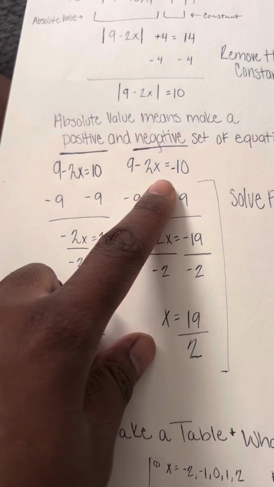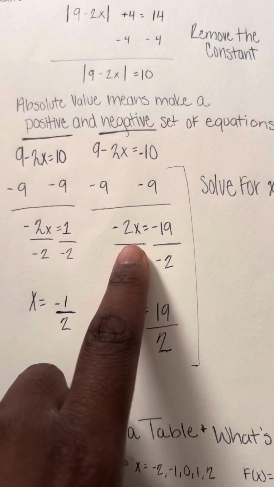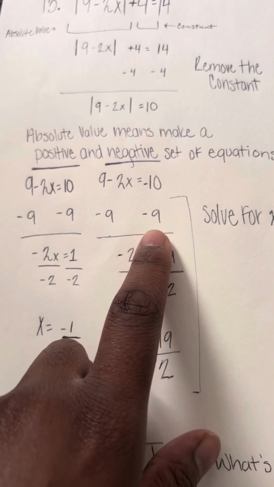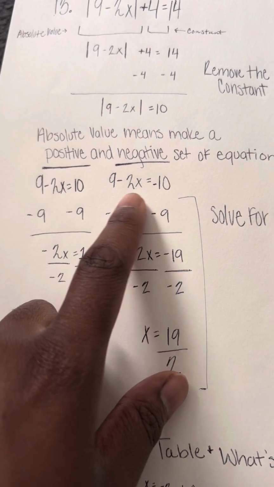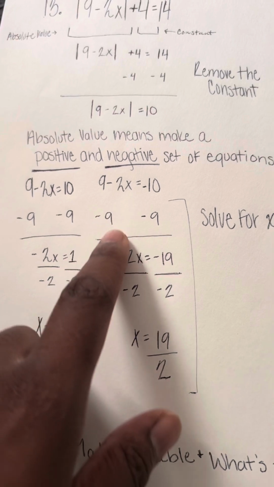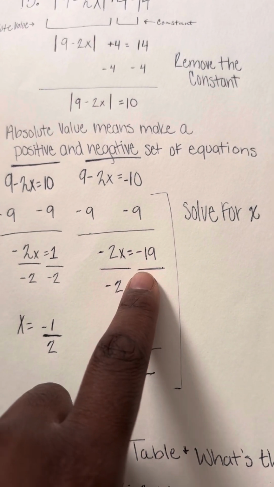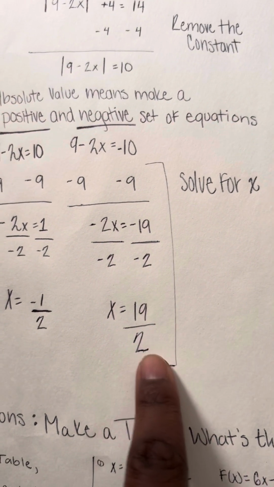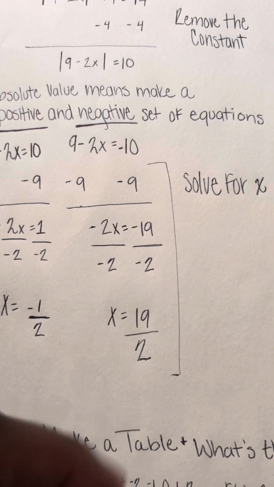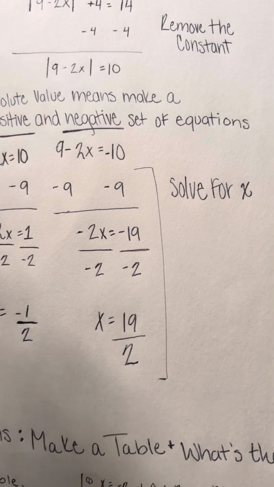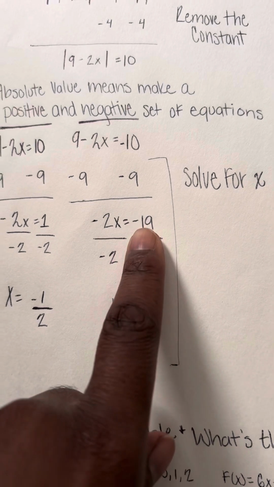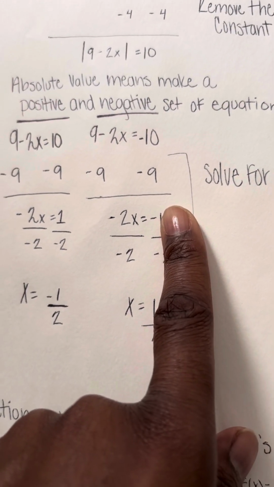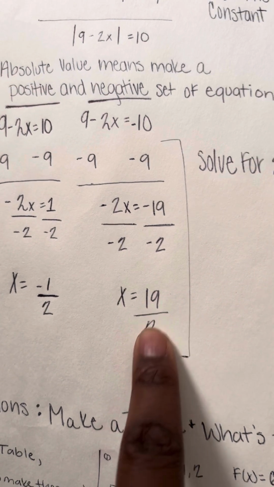So now we're on the negative 10 equation. When we solve this, when we get to this step here, we're going to have negative 19 because negative 10 minus 9, because again, we have to solve for x. So we're going to get negative 19 divided by negative 2. Instead of actually trying to solve that and getting a mixed number or a decimal, we're just going to simply simplify it by realizing that we have 2 negatives, which makes it a positive 19 over 2.